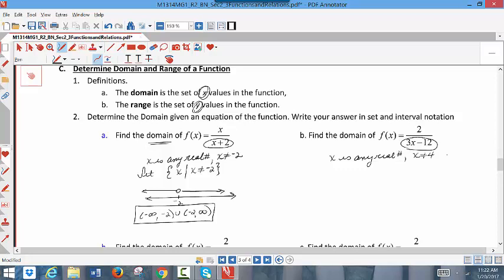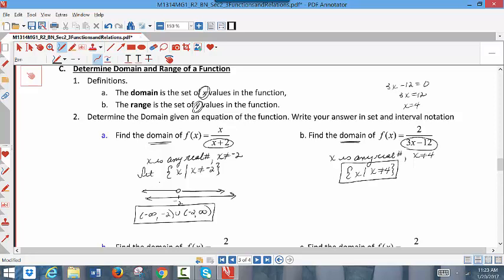Others of you may not be able to pull that number out of your head so quickly. And if you can't, just go off to the side and say, okay, what in the world would make 3x minus 12 equal 0? Well, if I add 12 to each side and I divide by 3, there is the number that would make the bottom of the fraction equal to 0. To write this domain, and remember I'm finding the domain, to write this domain in set notation, it would be all x such that x is not equal to 4. That is your domain in set notation.